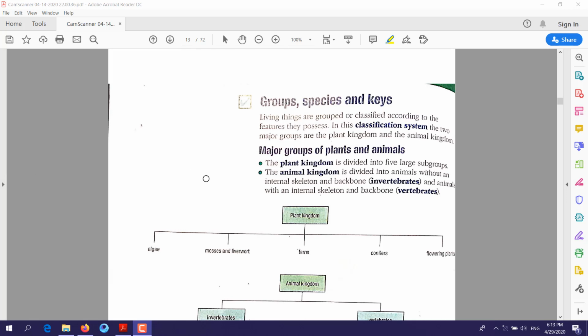Hello everyone. Our lesson today is about classification. Classification, firstly, groups, species, and keys.